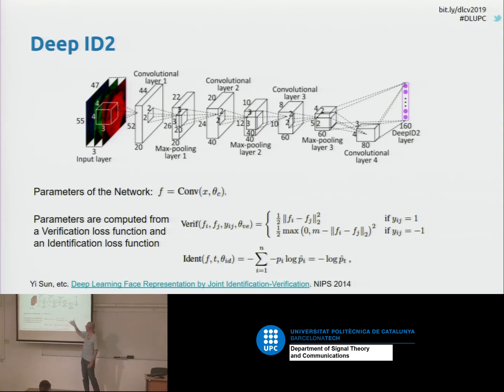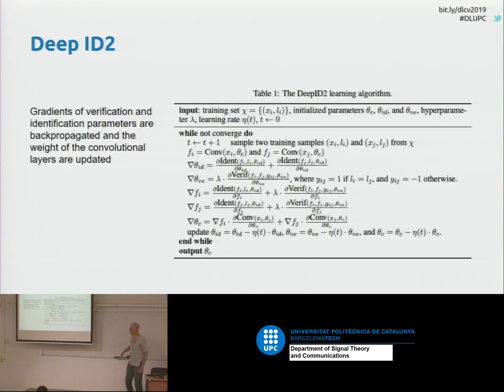For images of the same person, we are minimizing the distance, and for the images of different persons, we are maximizing, because this is negative, also using a margin. This margin is a number that tries to separate more these cases. This is for the verification, and for the identification, the loss function is the cross entropy. In this case, the training is combining both the identification and verification losses.